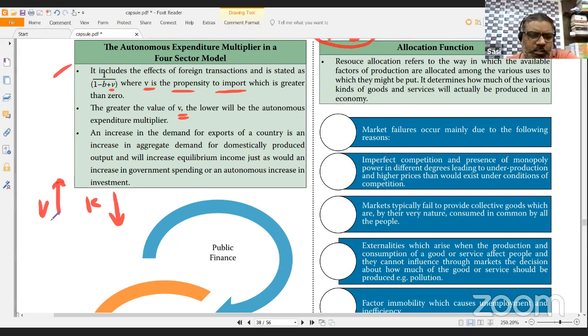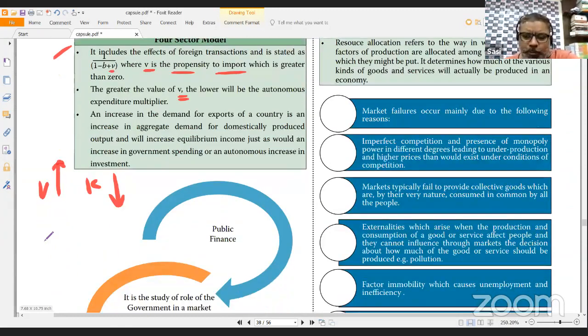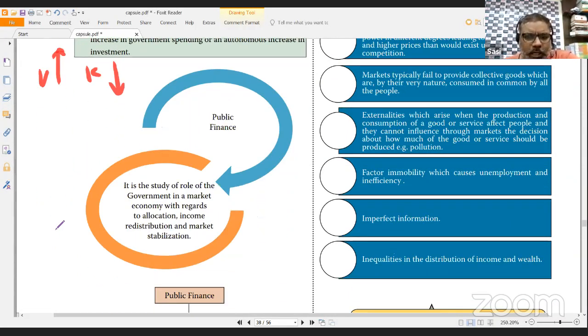To whatever extent V reduces, that is good for the economy because that increases K, the investment multiplier. So obviously, any country would like to have exports more, imports less, marginal propensity to import less. Naturally, because of that, the investment multiplier will be higher.